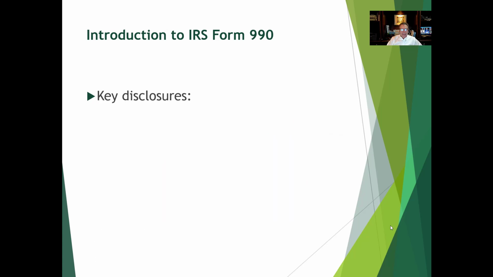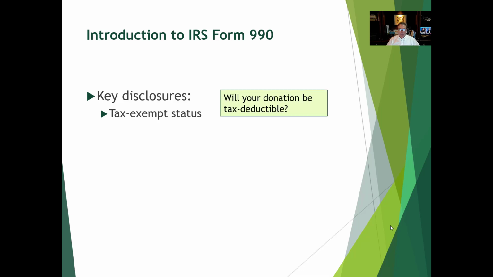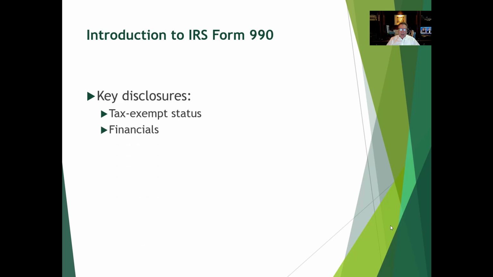So what are the key things that you will find in a Form 990? First, you'll find out exactly what the form of tax status is for an organization, the most common being 501c3. This is important because the type of tax status will determine whether you get a tax deduction if you are making a contribution. You'll find the financials for the tax-exempt organization, both an income statement and a balance sheet.